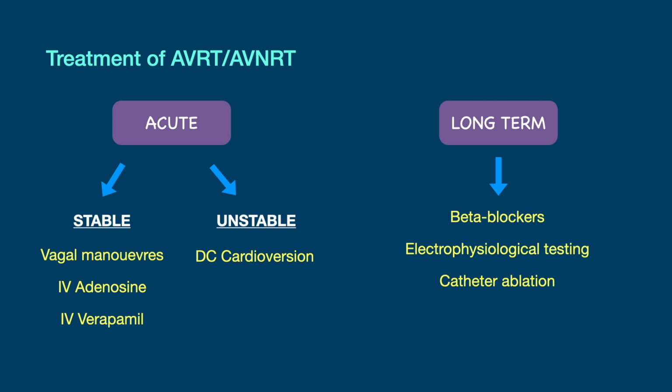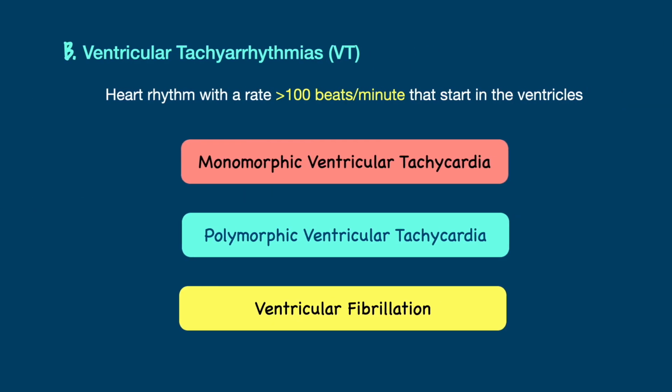Long-term management of supraventricular tachycardias includes prevention of recurrence of the arrhythmias. This can be done with a maintenance dose of antiarrhythmic, such as beta blockers. Electrophysiological testing and catheter ablation can be done if there is presence of accessory pathways on testing.